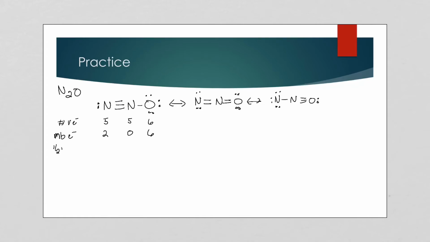So we get half of the bonding electrons. Here we have 6 bonding electrons, so 1/2 of 6, or 3. Here we have again 6 bonding electrons, so 1/2 of 6, or 3. Here we have only two bonding electrons, just a single bond, so we get 1/2 of 2, or 1. So if we come up with our formal charge, we have 5 minus 2 minus 3, or 0. We have 5 minus 0 minus 3, so that's 5 minus 3. It's a positive 2. Here we have 6 minus 1.